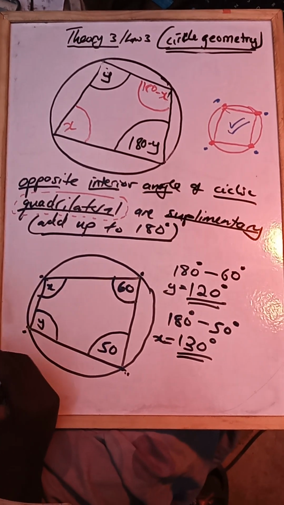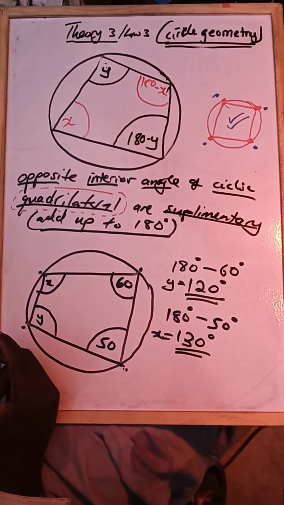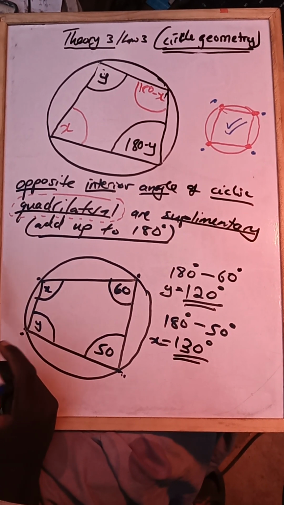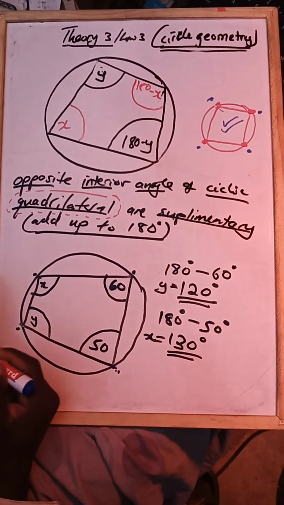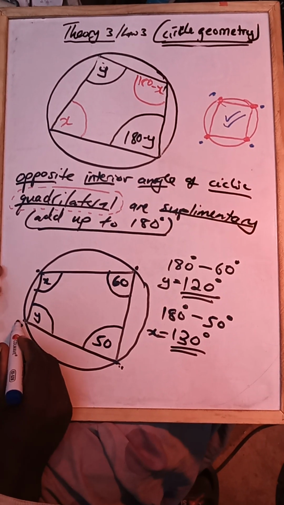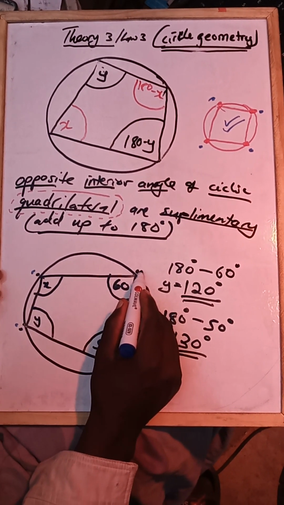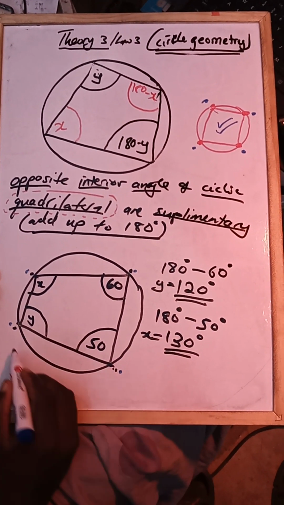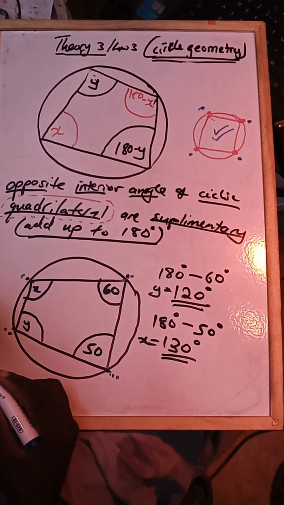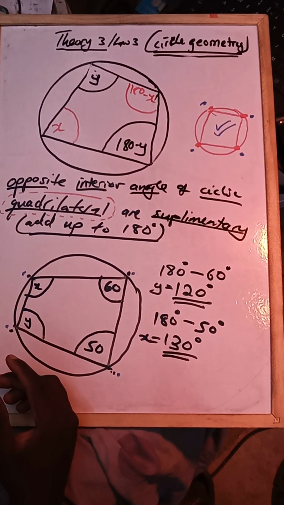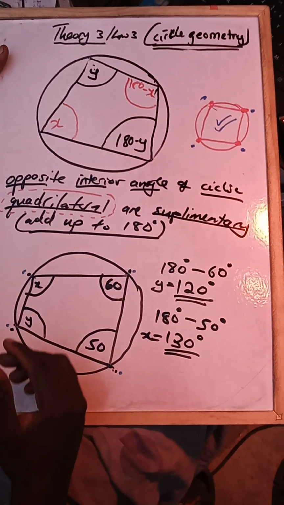But what you have to consider before answering any question is whether it's a cyclic quadrilateral or not. I said a cyclic quadrilateral has all of its corners touching the circumference.